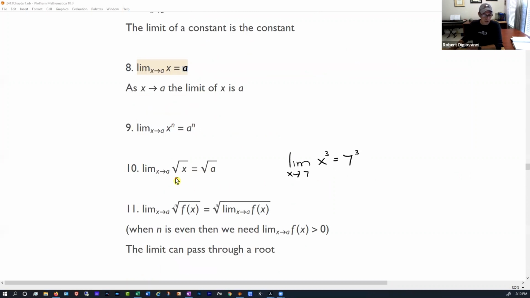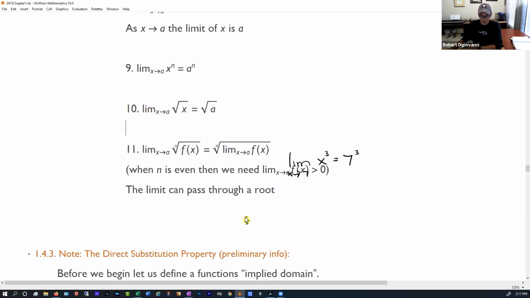And then 10 says, if you take the limit as x approaches a of the square root of x, that should be the square root of a. So same thing, if you replace that x with a, then it's just going to be the square root of that a. And then don't worry about this one. We'll get to that as we move through.